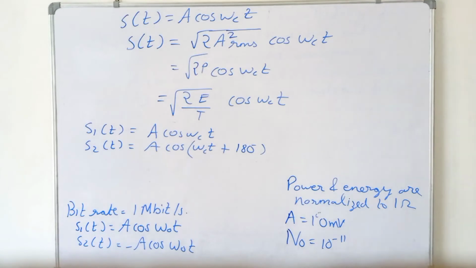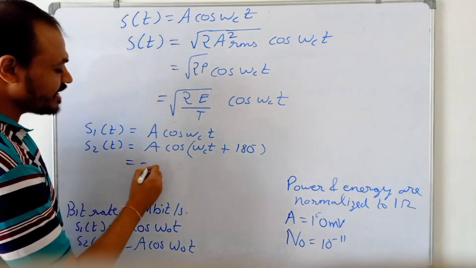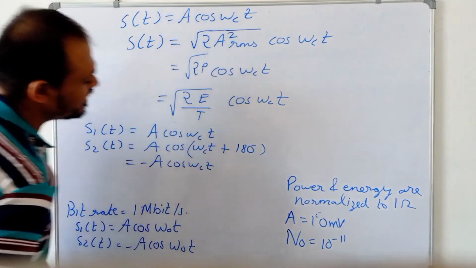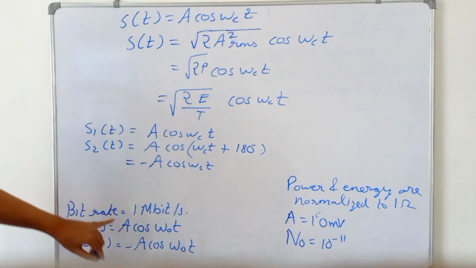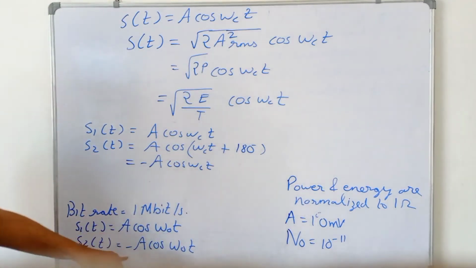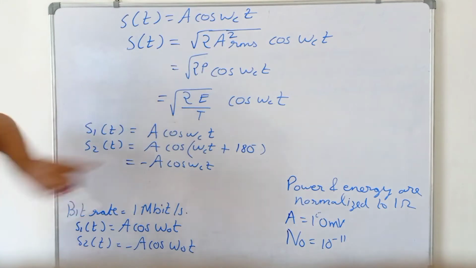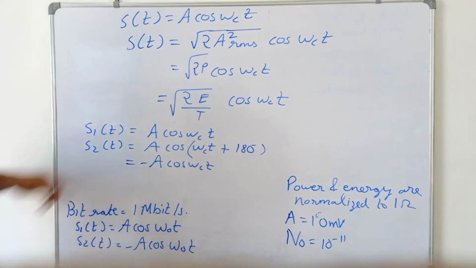Okay, so if you take the phase shift, then this will be equal to minus A cos of omega c t. This is how these two signals are given. S1(t) and S2(t) are given as A cos of omega naught t and minus A cos of omega naught t, and this T is equal to 1 upon bit rate.